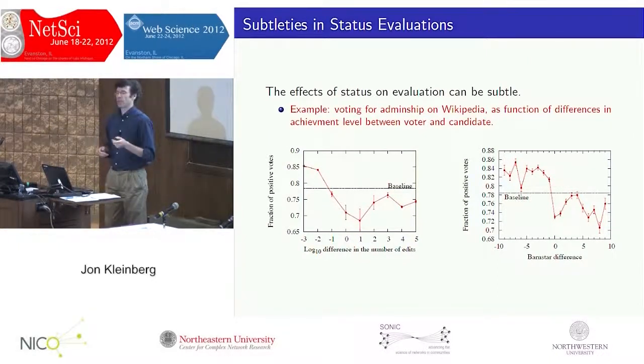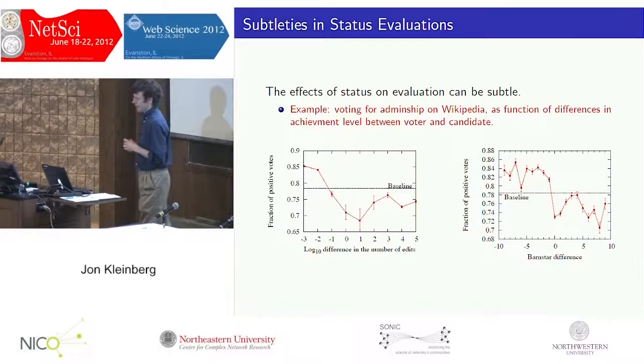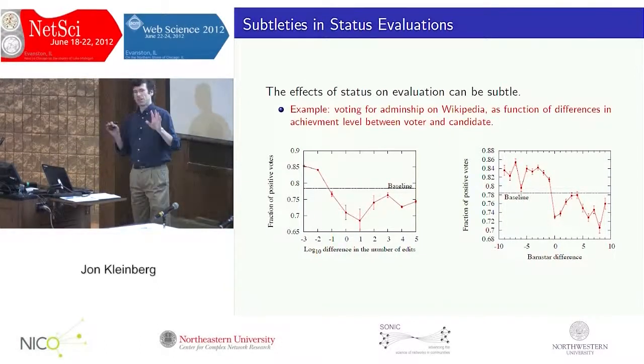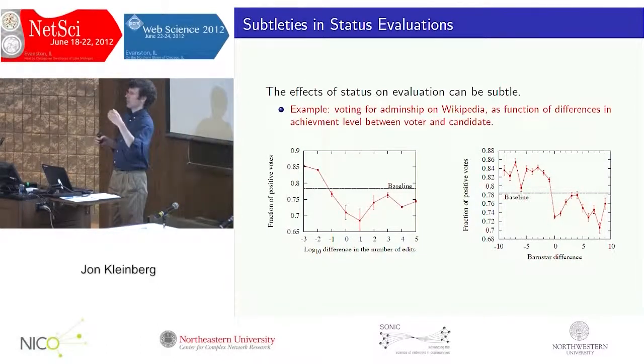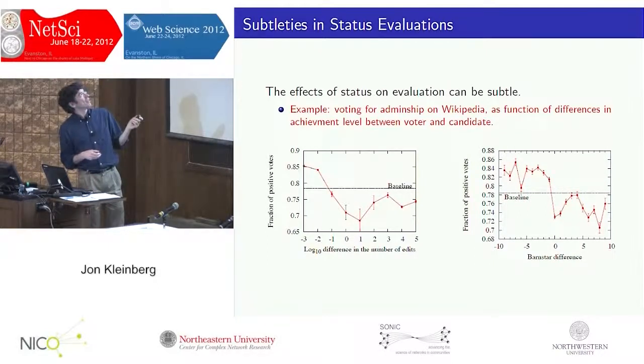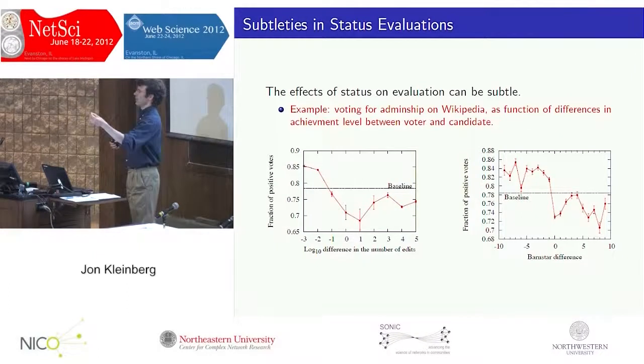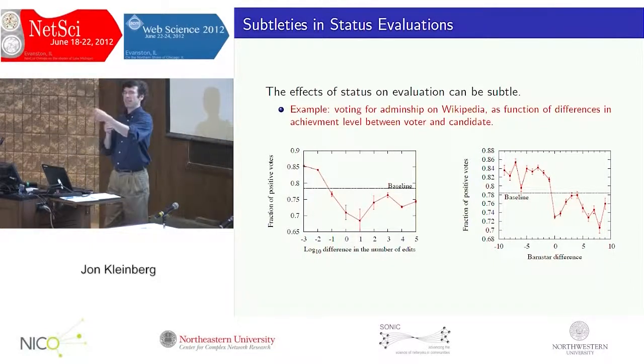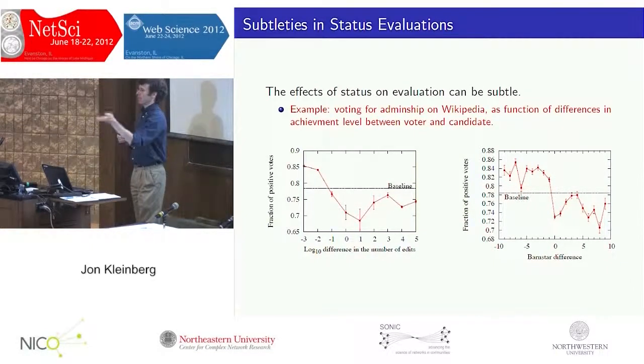And the local minimum is right around a difference of 0. Now, that's sort of a mystery to us, right? Because we can debate what that means, but let me interpret it literally. What's the data saying? It's saying that voters, Wikipedians, are particularly harsh on people whose achievement level is exactly the same as their own. When someone is exactly like you, you're more likely to vote negatively.